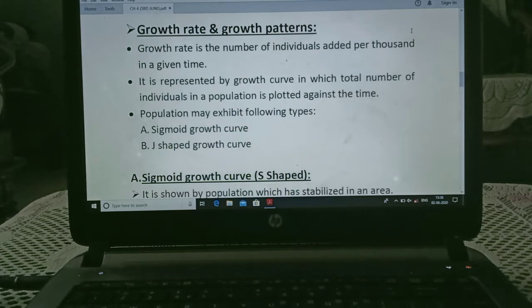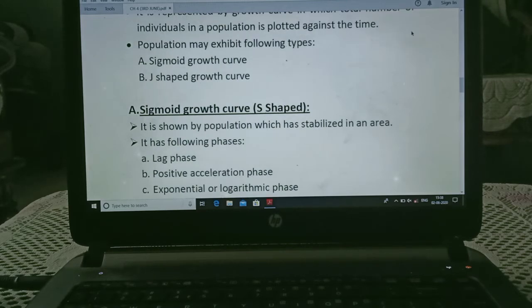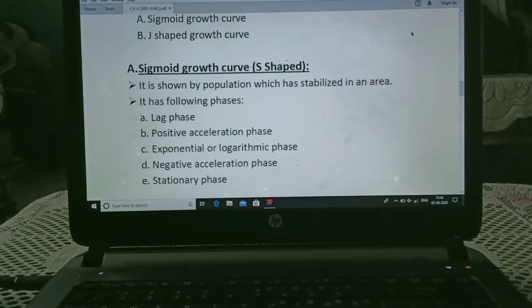Now growth rate and growth pattern. Growth rate is the number of individuals added per thousand in a given time. It is represented by growth curve in which total number of individuals in a population is plotted against the time. Population may exhibit two types, that is sigmoid and J-shaped, and on that basis curves are there. They are sigmoid growth curve and J-shaped growth curve respectively.